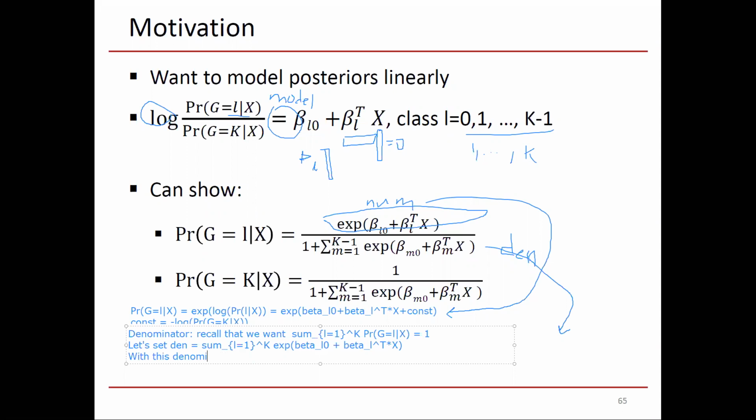With this denominator, first of all, the probabilities sum to 1. Secondly, they're all of the form derived earlier, namely what we derived for the probability of L given X, that we have an exponent of beta L0 plus beta L transpose X in the numerator, and we have something else. That something else is the denominator, which we just established is a denominator that works well.